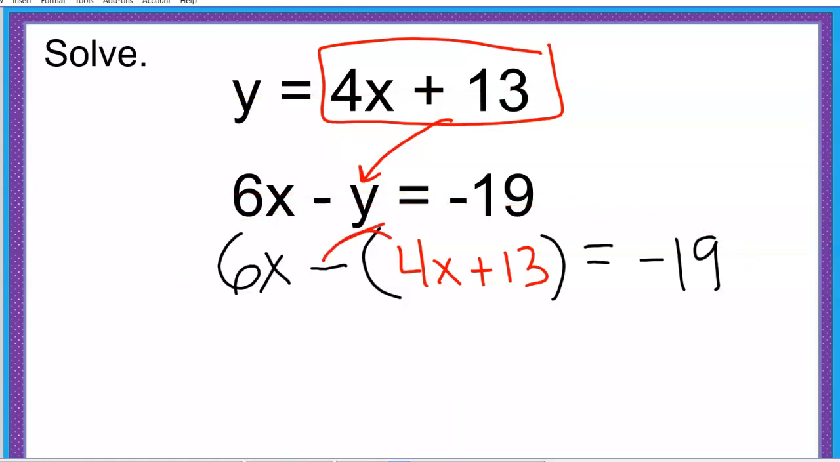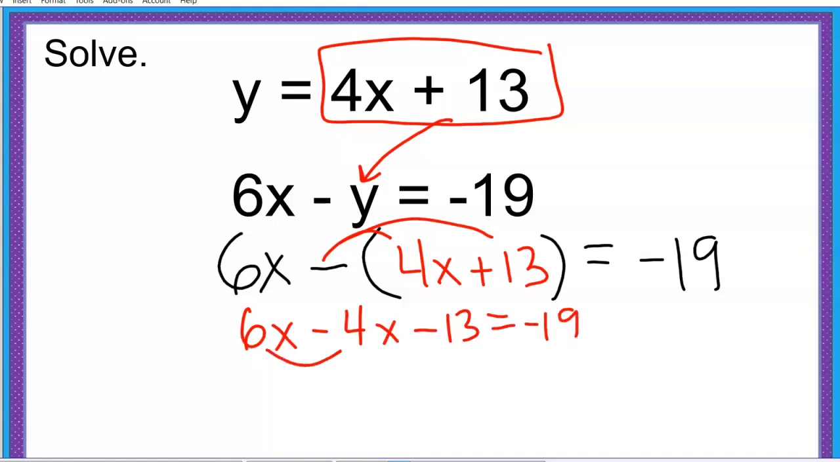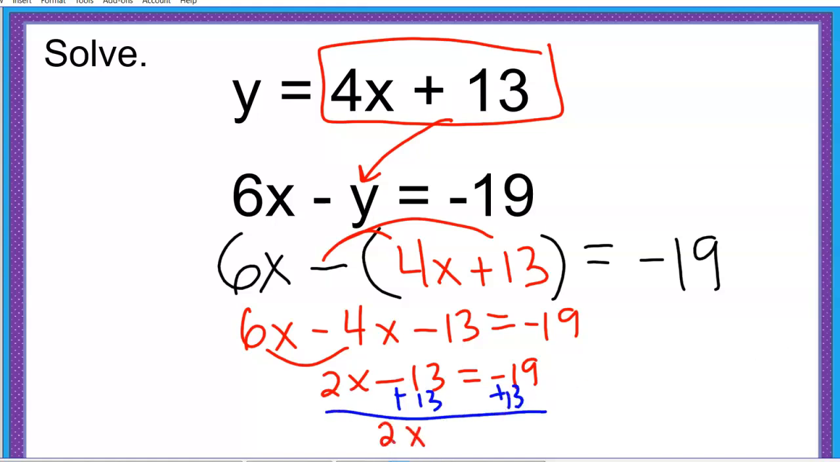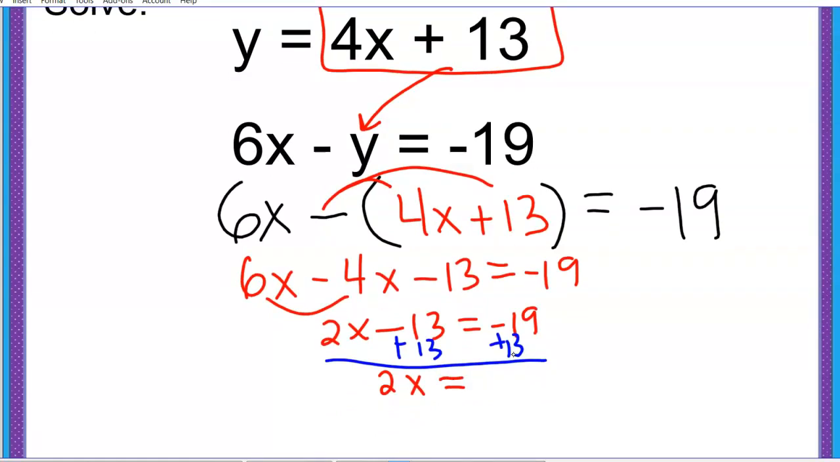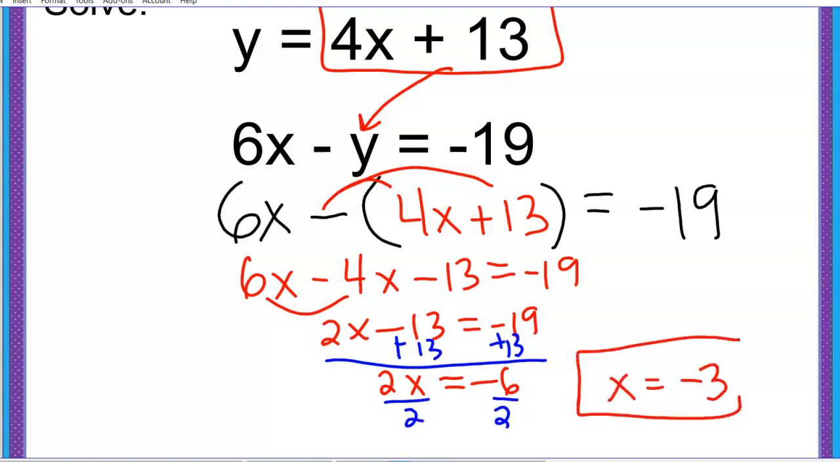So I'm going to distribute this subtraction sign here. I'm going to combine like terms. And now I'm going to isolate my variable x by using inverse operations on both sides. Again, every system has two answers. I've only found one, that x is -3.